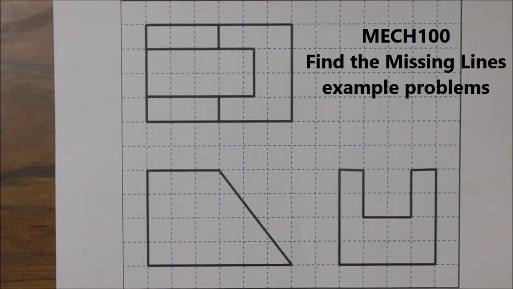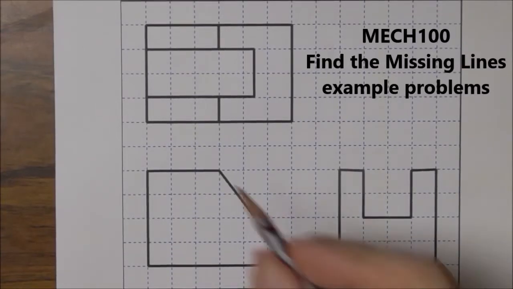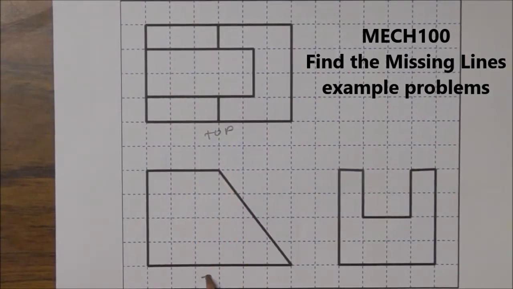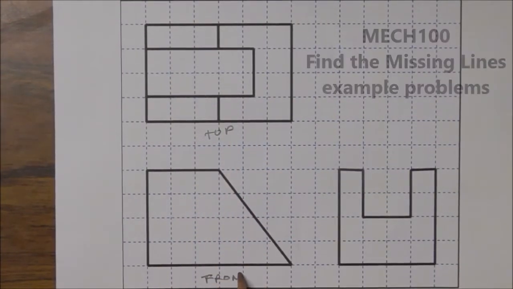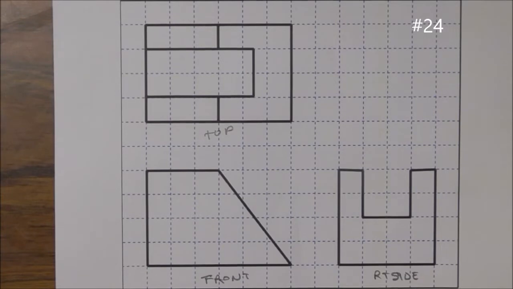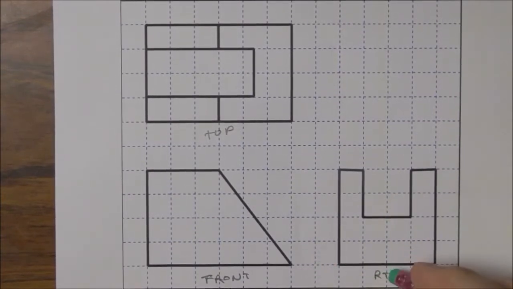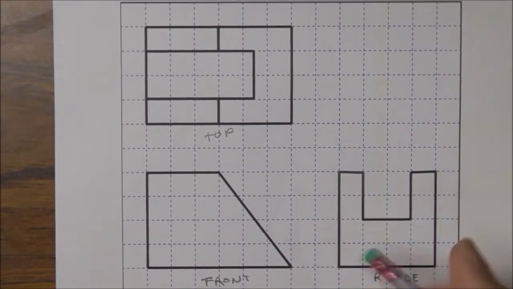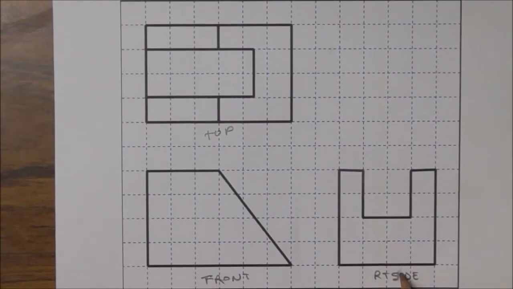Okay, this is a missing line problem. So we're given a top, a front, and a right side view. You can re-sketch these from the book, or if you want to, you can download them and print them out large to work on. I would suggest you do print it out larger.